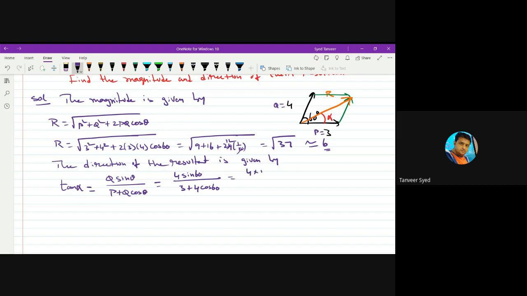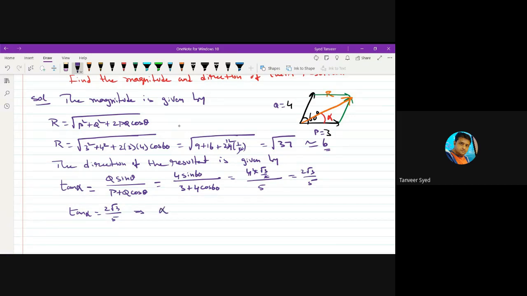4 into sine 60, which is root 3 by 2, divided by 3 plus 4 cos 60. Cos 60 is 1 by 2. 4 by 2 is 2. 3 plus 2 is 5. So this is 2 ones, 2 twos, 2 root 3 by 5. So tan alpha is equal to 2 root 3 by 5.